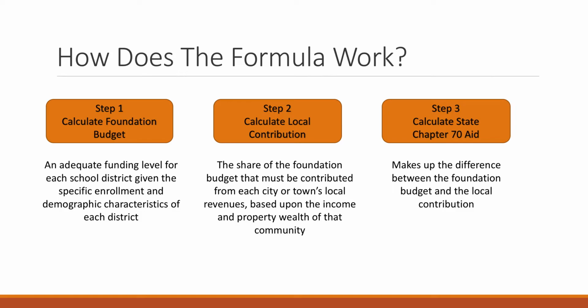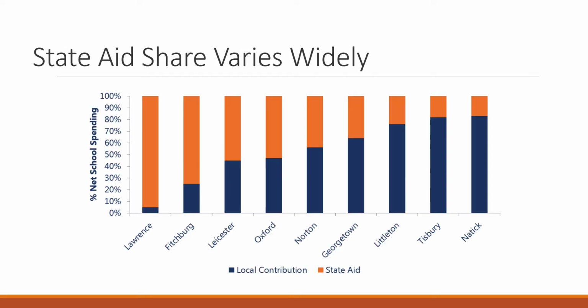That's step one. Step two is calculate the local contribution. In other words, decide how much the community can afford to pay. And that's a relatively straightforward computation based on the income and property wealth of the community. Finally, the state's going to make up the difference between what the community needs to spend and what the community can afford to spend. There are some wrinkles around that, but that's the basic computation.